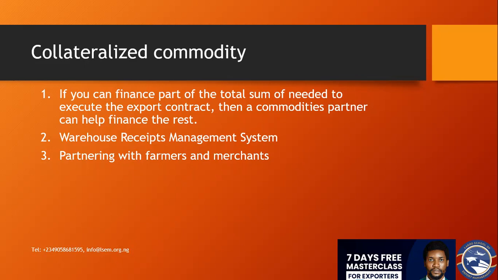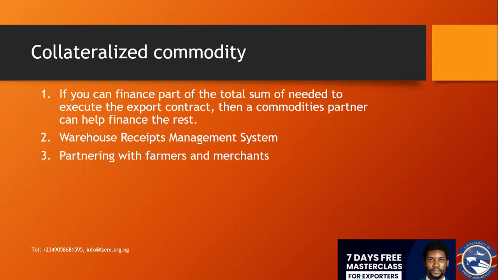So they might give you a percentage of what the warehouse receipt is worth, a percentage like 70–80%. They know that by the time you make a sale of the commodity in the warehouse, they will get their money back.